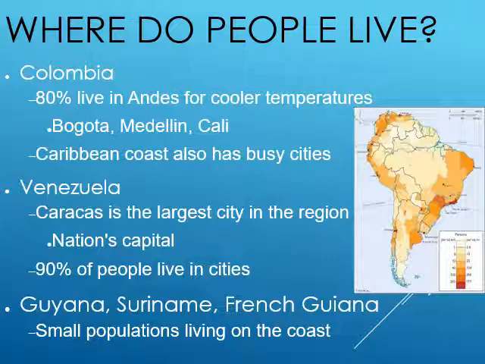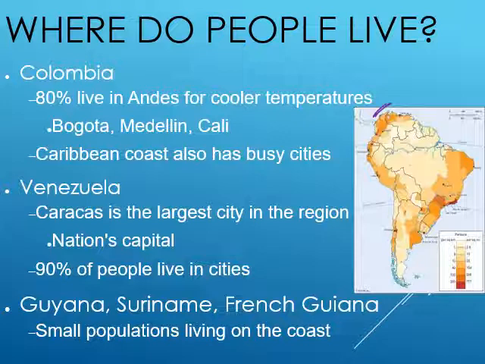Along the Caribbean coast, so also up on the edge, there are some busy cities as well. So you can see it's kind of all concentrated throughout those mountains and then right up by the edge of the sea. In Venezuela, the largest city in the entire area in Caribbean South America is Caracas, Venezuela, and it's the national capital. And Venezuela is one of the most urban societies in the world. So most of the people that live there live in the cities, and we're talking like 90% of the people that live in Venezuela live in the cities.